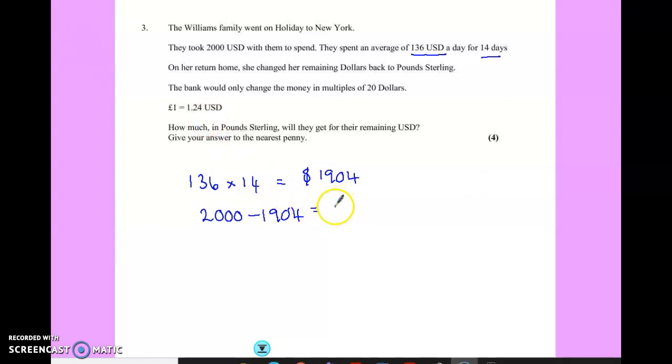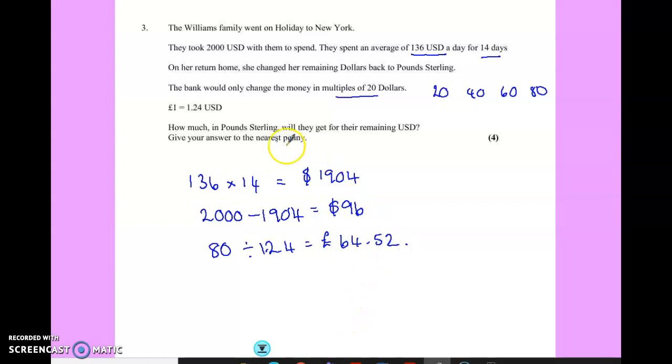So at the end of the holiday, they had $96 left. They're going to change that back into pounds. The bank this time would only change multiples of 20. So multiples of 20 are 20, 40, 60, 80, and so on. So they would only change $80 worth. My exchange rate is £1 is $1.24. So I'm going to divide by 1.24. And they would get £64.52. Now we're rounding it to the nearest penny, just using normal rules of rounding.